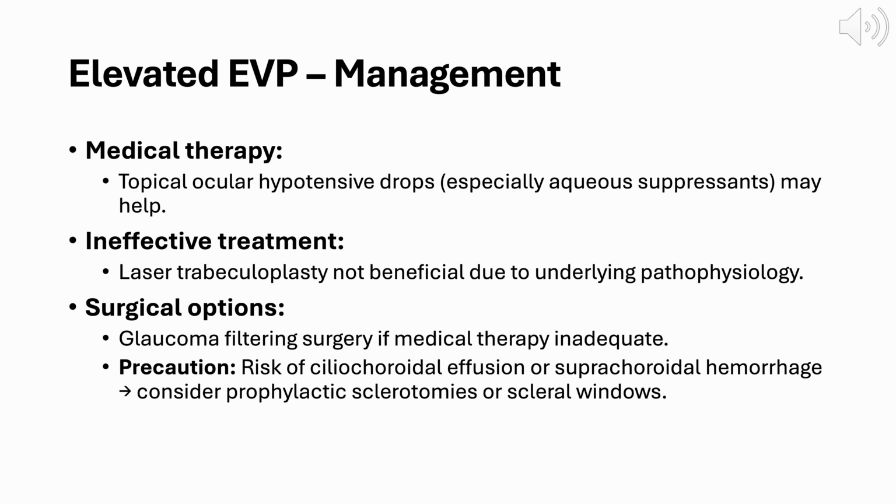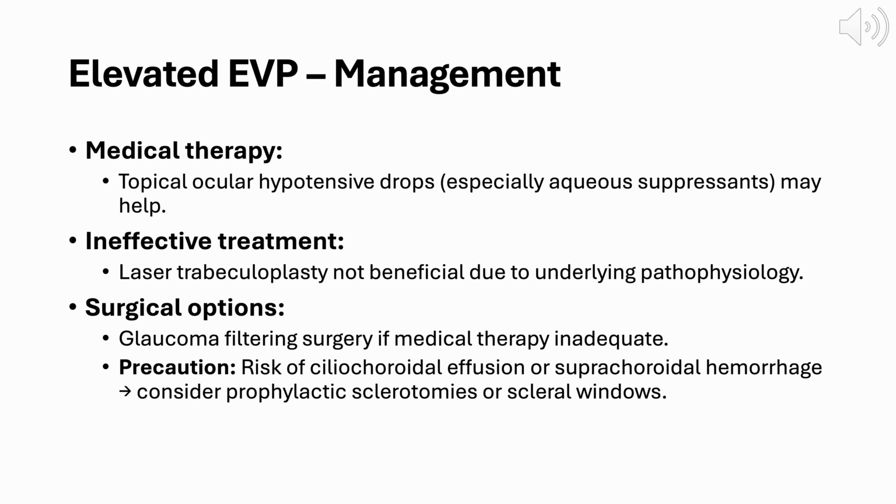Now that we've reviewed how elevated episcleral venous pressure presents and how it's diagnosed, let's move into management. The mainstay of treatment is medical therapy, typically starting with topical ocular hypotensive drops, with aqueous suppressants often being the most helpful. It's important to recognize that laser trabeculoplasty is generally ineffective here, since the underlying issue isn't trabecular outflow resistance, but elevated venous pressure.